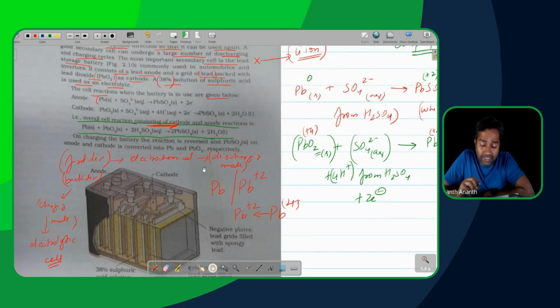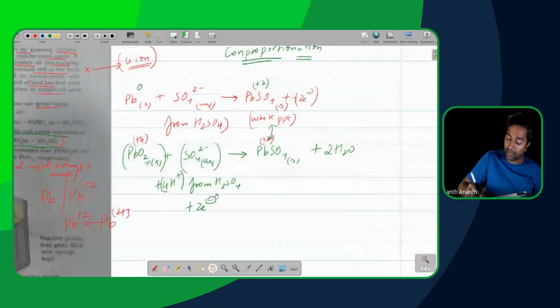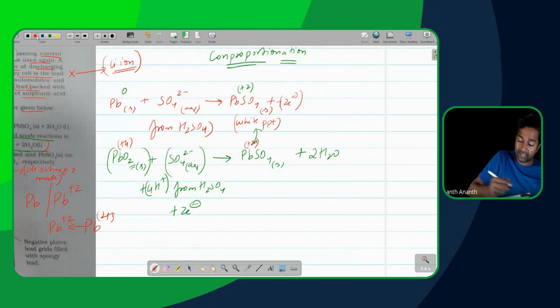On charging the battery, the reaction is reversed and the PbSO4 solid on the anode and cathode is converted into Pb and PbO2. Effectively, what they are telling you is that the exact full reaction is going to happen in the opposite direction on the charging side. You understand the principle there? That is the exact full reaction. Now the exact thing will happen in the backward direction. Over here as well, the exact thing will happen in the backward direction, and over here, this exact thing will happen in the backward direction.